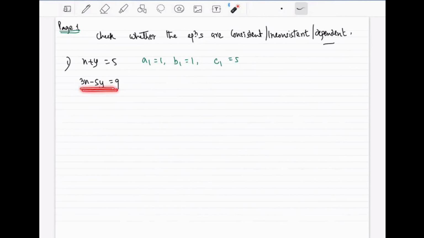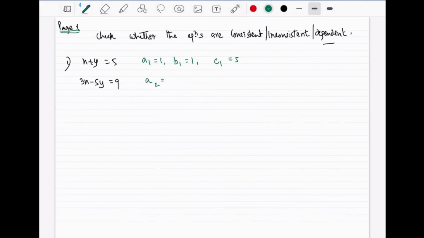Do the same here. We have to compare this equation with a2x plus b2y is equal to c2. What is a2 here? A2 is 3. And you have to be aware that since we are using a plus sign here, when you take the values of a2, b2, c2, a1, b1, c1, you always have to take them together along with the sign. So here a2 is this, b2 is this, c2 is this.